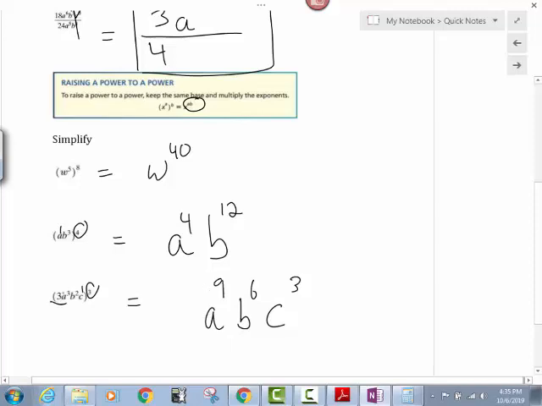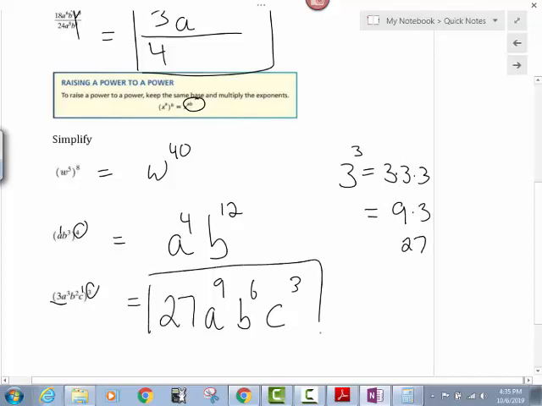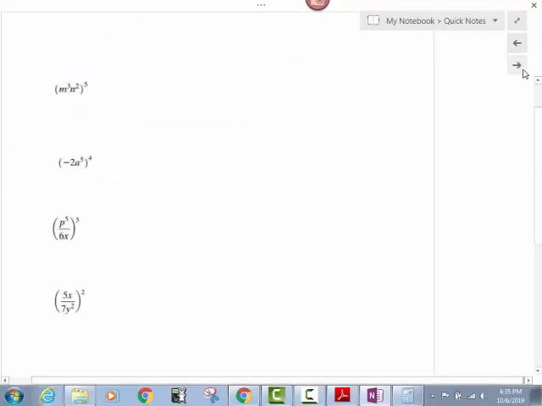Now I want you to notice what we have here. We have 3 and we're raising it to the third power. That means 3 times 3 times 3. So that's 9 times 3. That is a 27, okay? So my number is still going to be raised to that power out there, okay? Alrighty. Let's try the next part here. Remember, we're multiplying our exponents. So 3 times 5 is 15. 2 times 5 is 10.